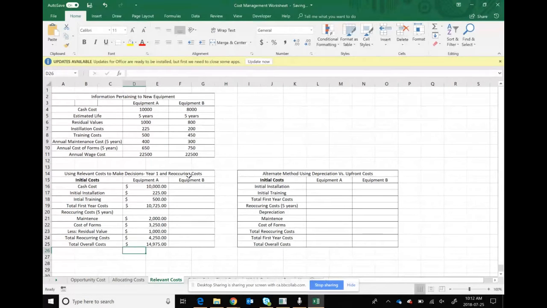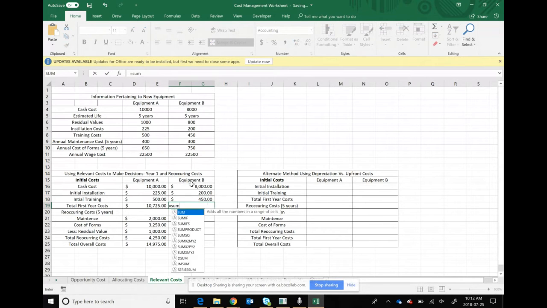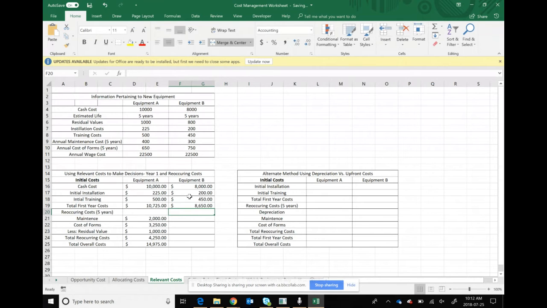Now we're going to do the exact same for equipment B. We put in the initial cost, the cost of the initial installation, and the initial training, which in this case was $450, and we add it all up for our total first year costs. In our first year, we'll be spending $8,650 on equipment B, which at face value is cheaper than equipment A.